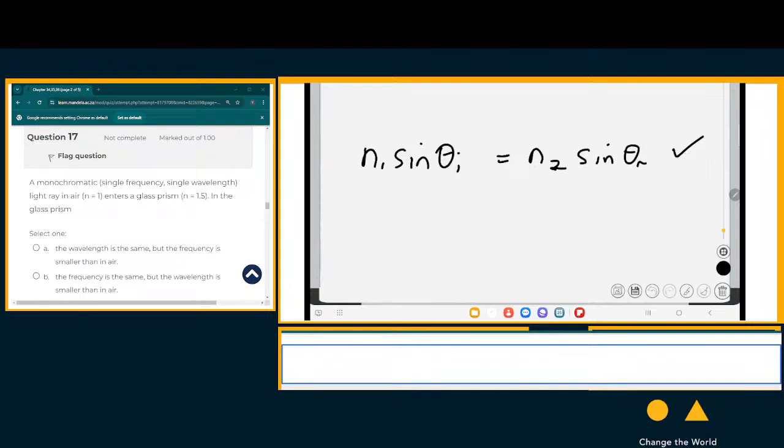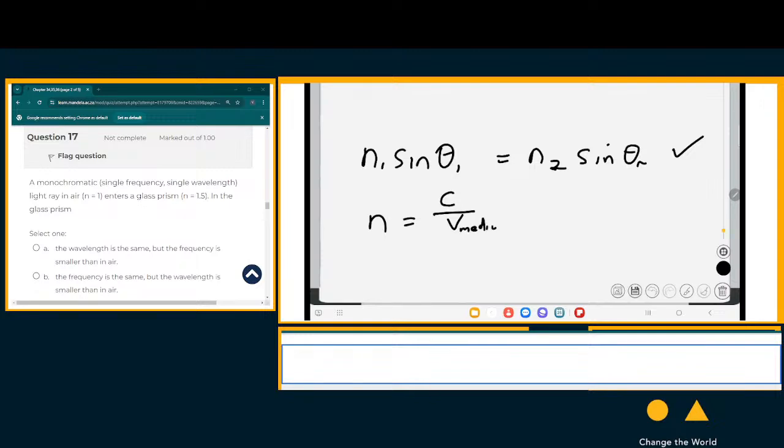Okay, now what is a refractive index? A refractive index is a dimensionless unit because it is a ratio between two speeds. The refractive index is the ratio between the speed of light in a vacuum and the speed of light in the medium. So n is equal to the speed of light in a vacuum divided by the speed in the medium.